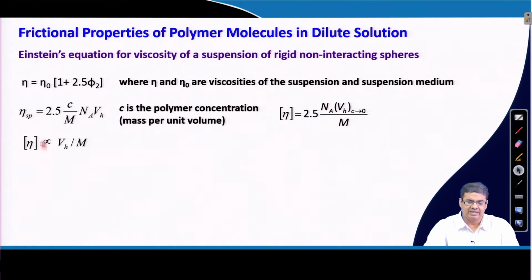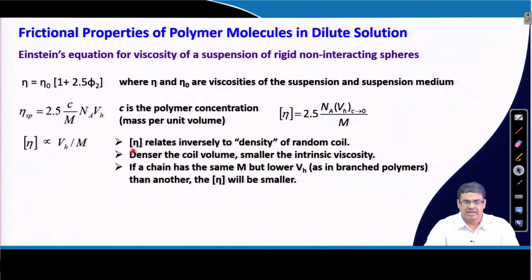So, we can write, because we are talking about very dilute solution, we will not write this subscript c tends to 0 from now onwards. We will write simply hydrodynamic volume. So, the intrinsic viscosity is proportional to the ratio of hydrodynamic volume divided by the molar mass. So, intrinsic viscosity is inversely related to the density of the random coil, because this is 1 over density, effectively 1 over density of the random coil. As the density increases, the intrinsic viscosity goes down and vice versa.